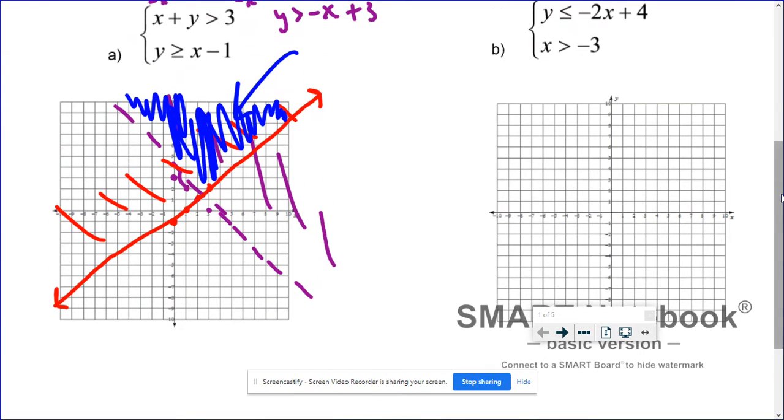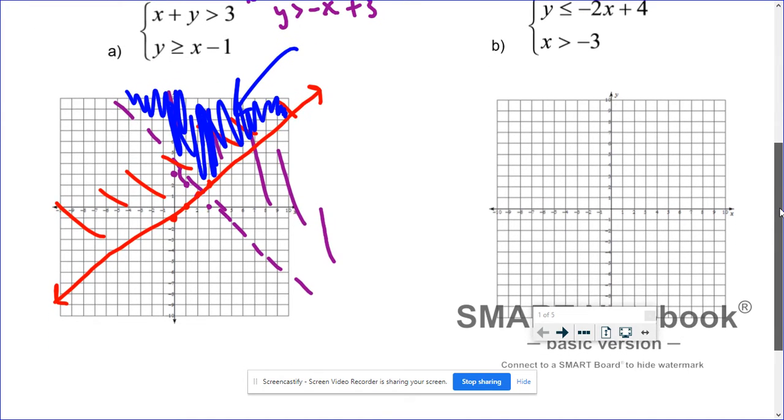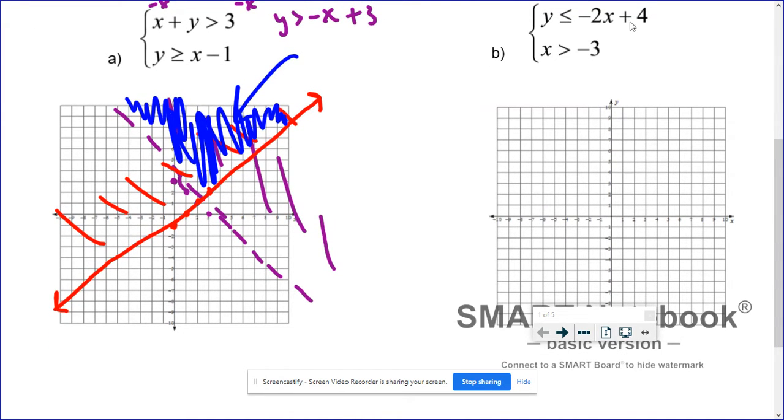All right, so let's look at part B. First one's in slope-intercept form, so that's y-intercept of 4, slope of -2. It's a solid line. And you're shading underneath.